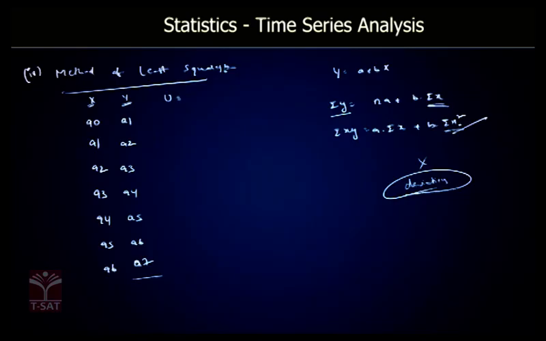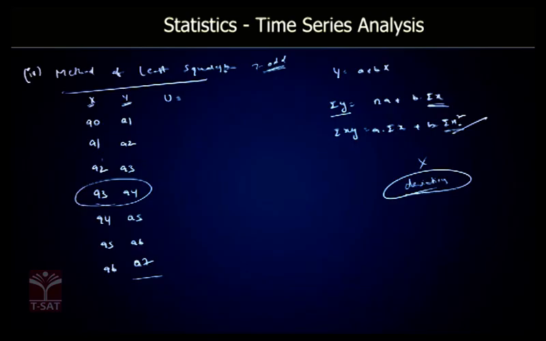So consider how many points are there here: 1, 2, 3, 4, 5, 6 and 7. 7 is an odd number. In the case of odd numbers, I will just pick up the middle point. The middle point here is 1993. I will just write it as x minus 1993.